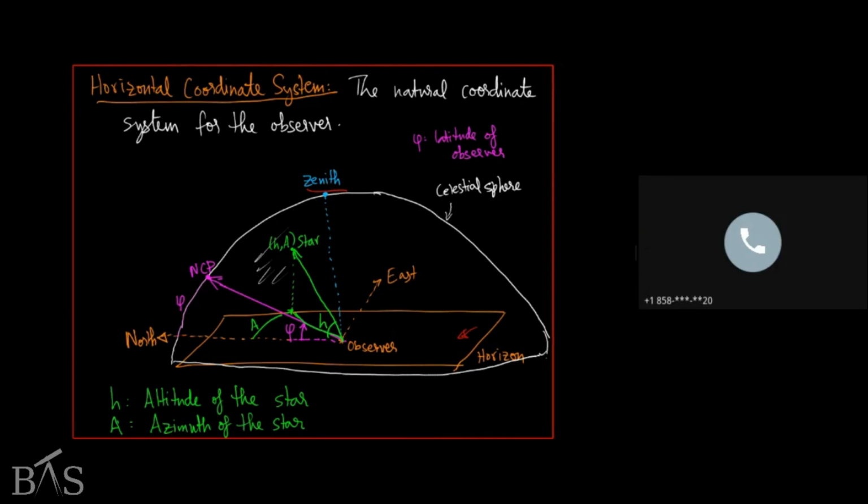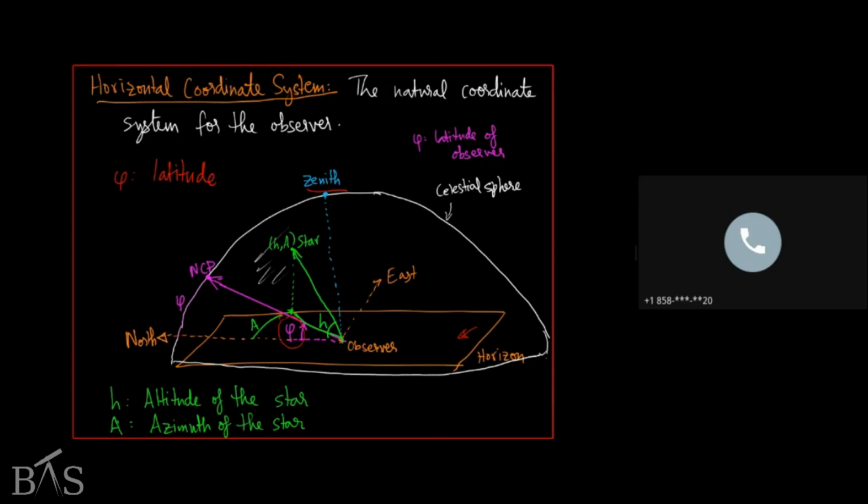Here's the North Celestial Pole. Remember, the North Celestial Pole has an altitude equal to your latitude. I'm going to stick to this convention. Phi is going to always represent the latitude in this series of talks. And H is going to represent altitude, and capital A is going to represent azimuth. This is the standard notation in astronomy. So going back to how we construct these two angles, in any coordinate system, the ground angle is the azimuth angle, and the up-down angle is the altitudinal angle. So the altitudinal angle here is the altitude, and the azimuthal angle is the azimuth.